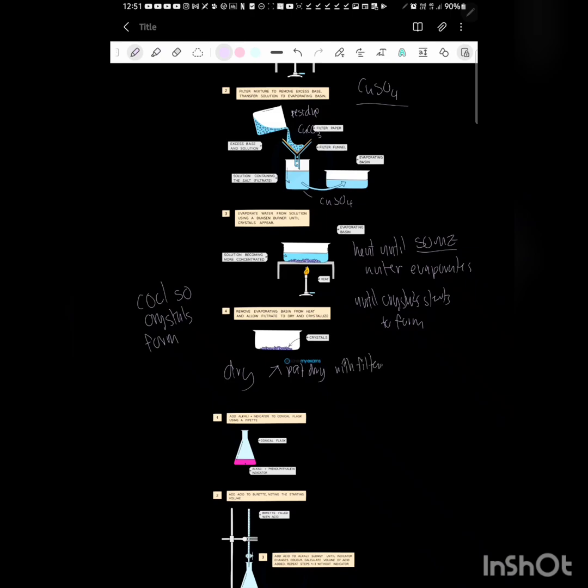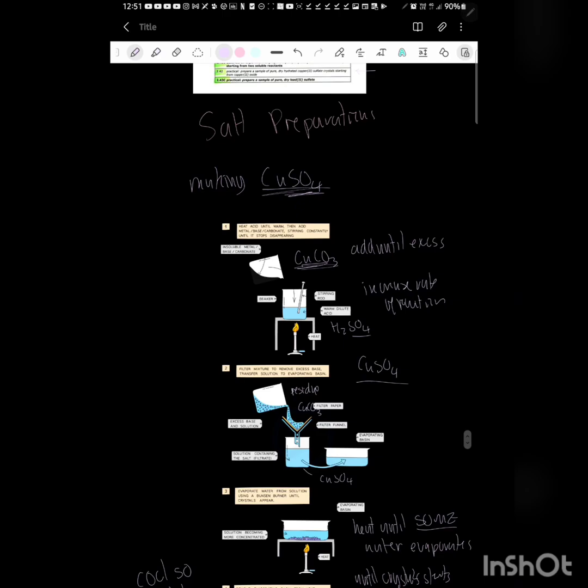or you can use a desiccator, which just dries it. It's like a drying oven. Or you can leave it in a warm place, but that normally doesn't give you marks, so don't write that. Okay, so that's your first one, which is making a soluble salt from an insoluble substance.